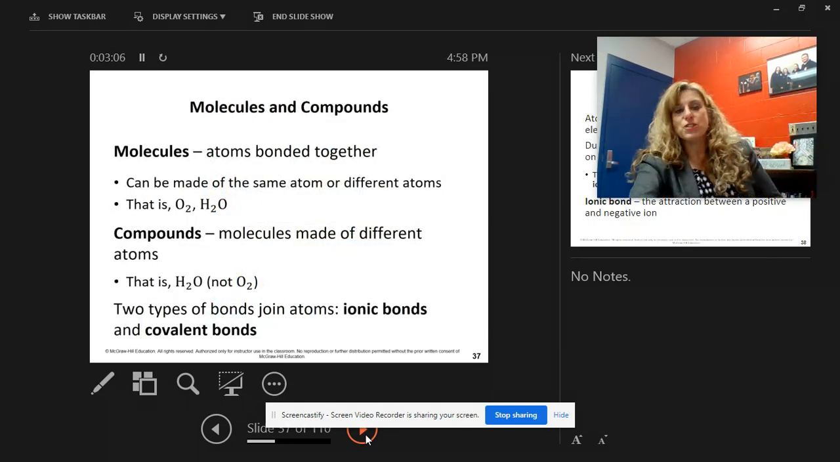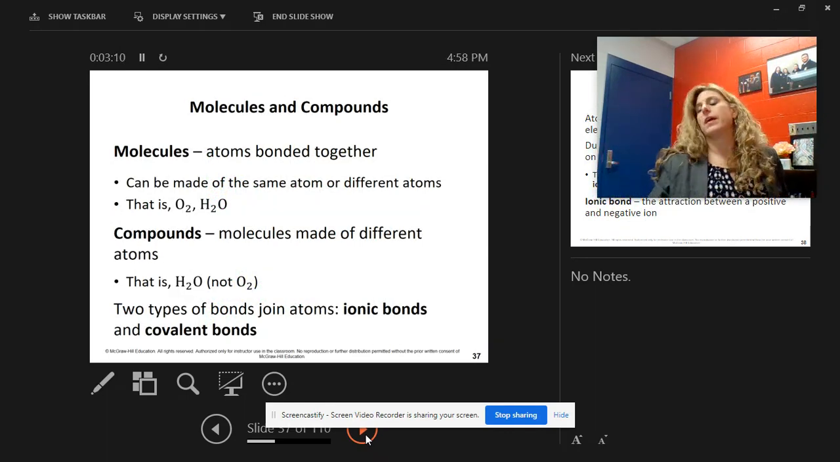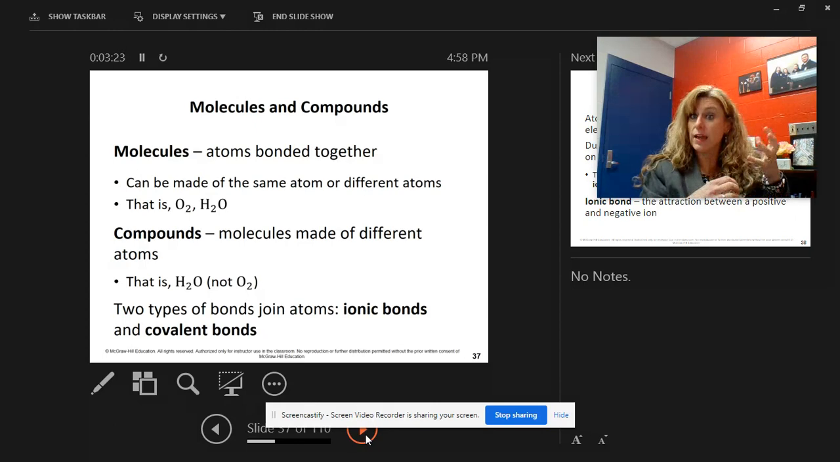So molecules versus compounds. Molecules are atoms bonded together, and it can be made of the same or different atoms, doesn't matter. So oxygen, O2, is a molecule, but so is water, H2O. Compounds, though, are molecules made of different atoms, like water, but not oxygen.